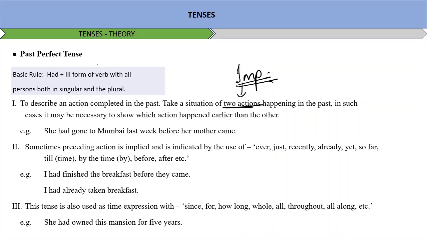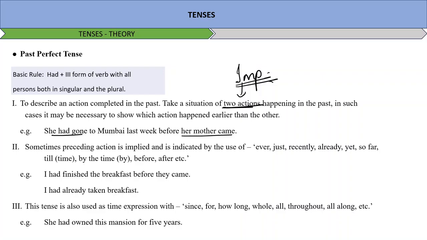Always remember, past perfect tense will always consist of two actions happening in the past. In such cases, it may be necessary to show which action happened earlier than the other. So now, she had gone to Mumbai last week before her mother came. So two actions happened: before her mother came, she had gone, right? The other one can be simple past or past continuous, but one has to be perfect and one has to be any other action.